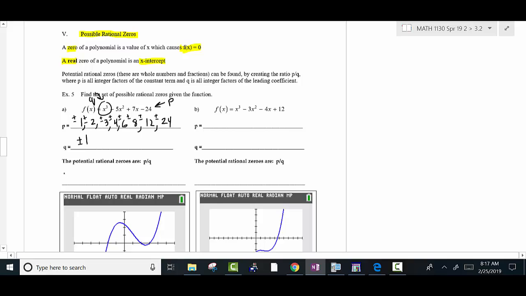So if you want to, you can just put, I don't mind if you guys do it this way. My MyMathLab, they're going to want you to put the plus or minus on every single thing. But you could go plus minus, and you could go 1, 2, 3, 4, 6, 8, 12, and 24. But you just got to realize that they can either be plus or minus. Okay? So what that means is this.